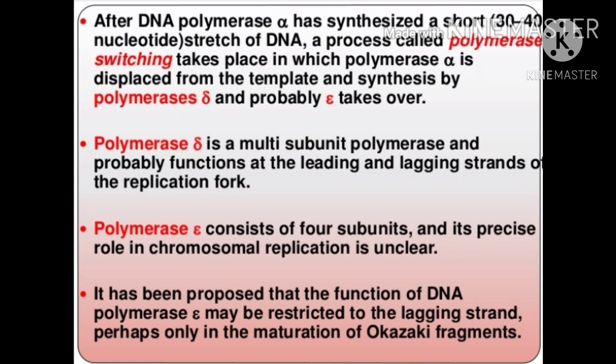Then what about DNA polymerase epsilon? It consists of 4 subunits and its precise role in chromosomal replication is unclear, but it is believed that its activity is restricted to the lagging strand, perhaps only in the maturation of Okazaki fragments. So the clear role is still not known, but it is believed that its functional area is mainly the lagging strand, for the maturation of Okazaki fragments.